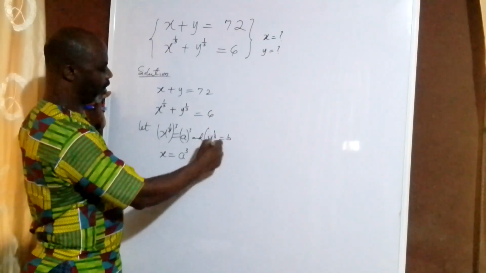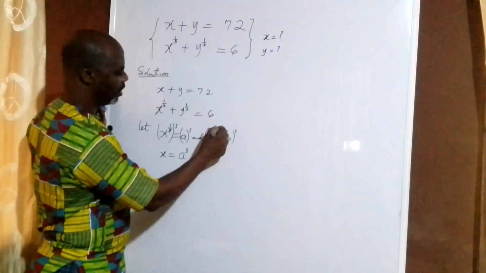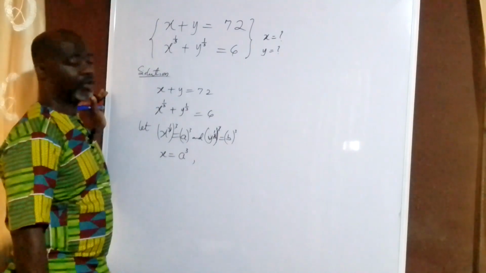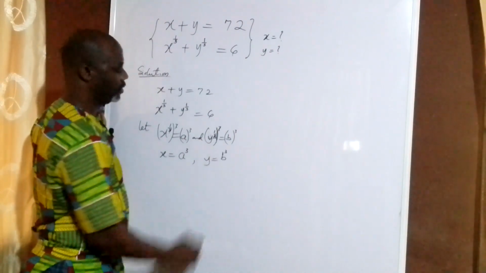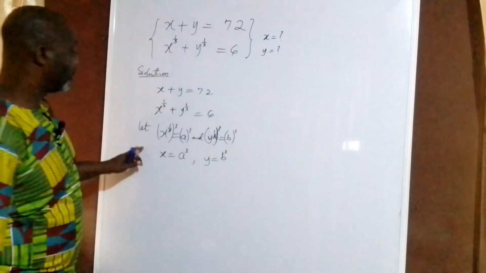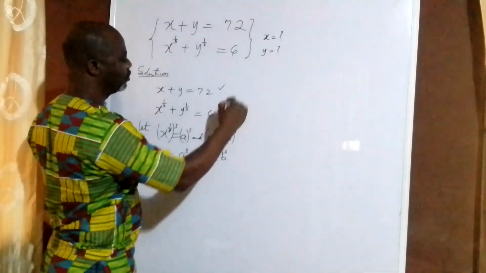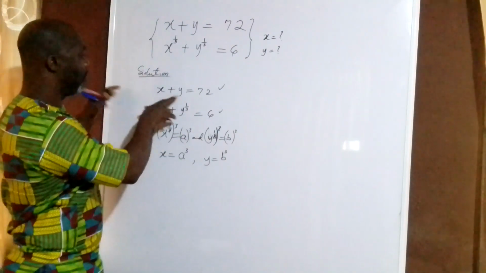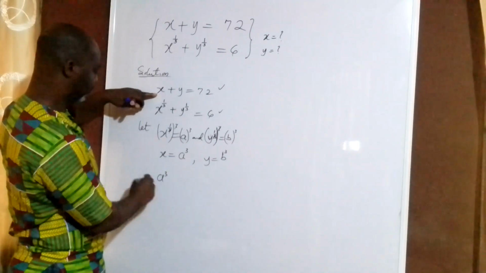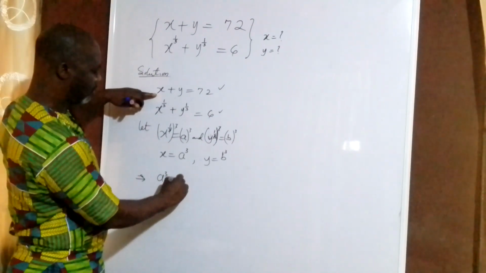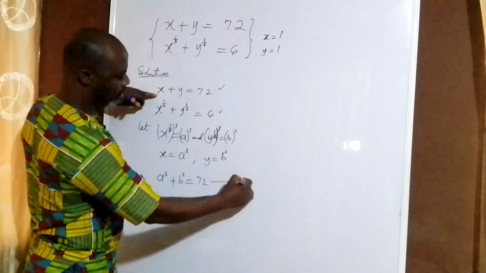In the same way we take the cube of both sides here, and then the 3 and 3 will cancel out each other, and then we have y equal to b to the power of 3. Now these two equations will change. For the first equation, we are going to have a cubed plus b cubed equal to 72. Let's label this as equation 1.